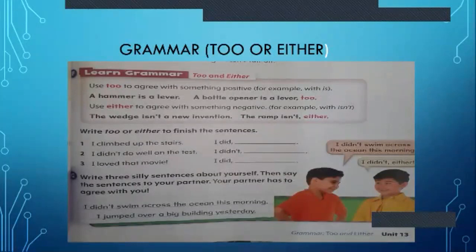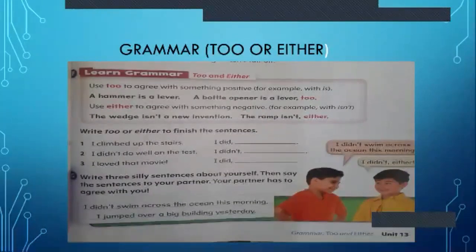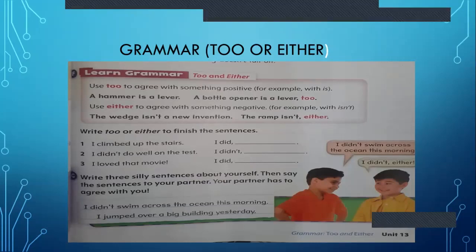But when the sentence is a negative sentence and it shows negativity, like you see, the wedge isn't a new invention. So "isn't" is the word which shows the statement is a negative statement. So you need to use "either" at the end then. The wedge isn't a new invention. The ramp isn't either. So you see that "too" and "either" are both used at the end of the sentence. But yes, the difference is "too" is used for the positive sentence, and "either" is used for the negative statements, right?